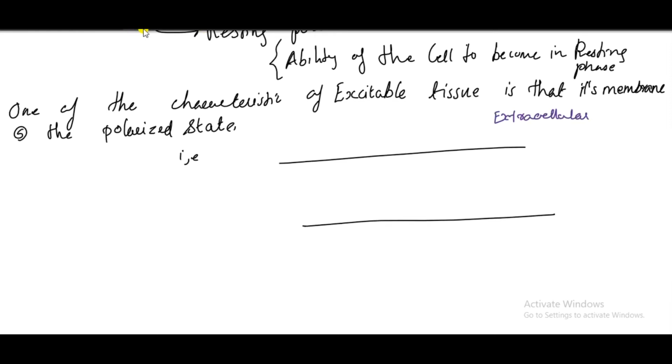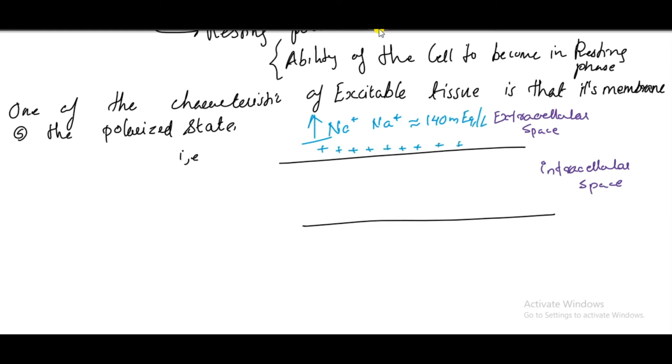I'm drawing the cell membrane of an excitable cell or excitable tissue. We have the extracellular space and the intracellular space. In the extracellular space, we can see predominantly sodium ions, approximately 140 milliequivalents per liter. So it gives the polarized charge near the membrane.